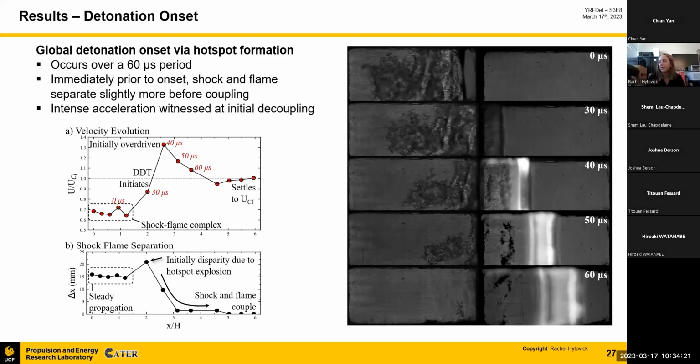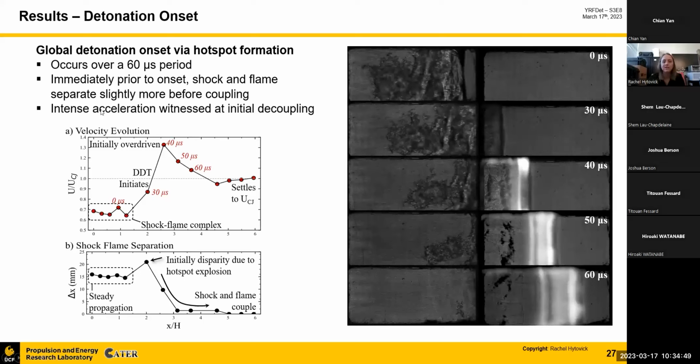It is overdriven for a little bit, so it is moving a little bit faster than the CJ velocity, but then it does eventually settle down. There's a third window that we do have that shows this detonation propagation a little bit more. But the first 60 microseconds is where we really see the transition period. Something we note in this period is, like in the preconditioning immediately prior to onset, the shock and flame are separated.